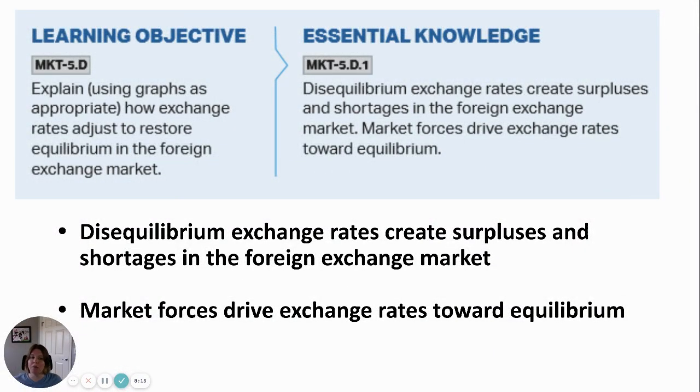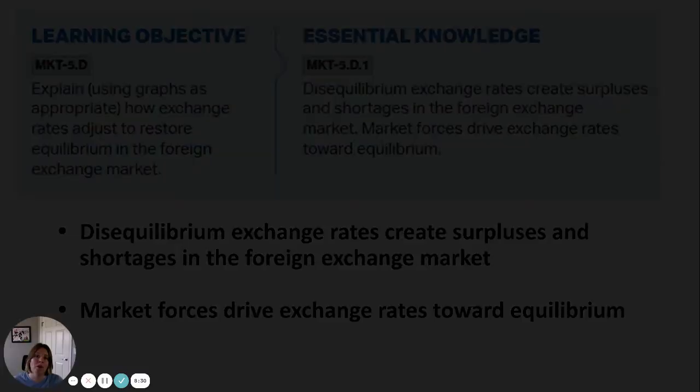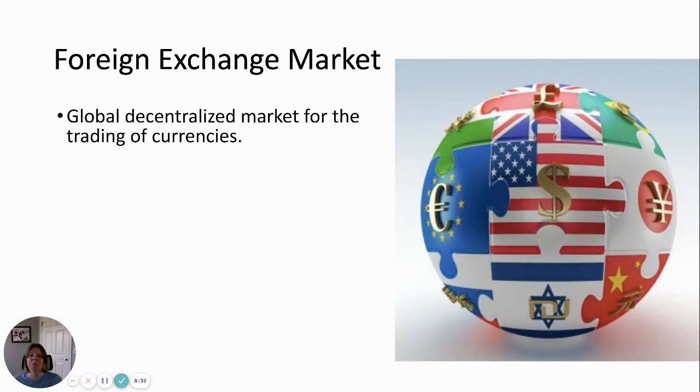Disequilibrium exchange rates create what we call surpluses and shortages in the foreign exchange market. And so it's these market forces that really drive the exchange rates towards equilibrium. If the exchange rate is too high, then people demand that currency less. And so eventually there's going to be a surplus of that currency. So that will eventually drive down the exchange rate, or vice versa if it's valued too low. Then there'll be lots of quantity demanded for that.